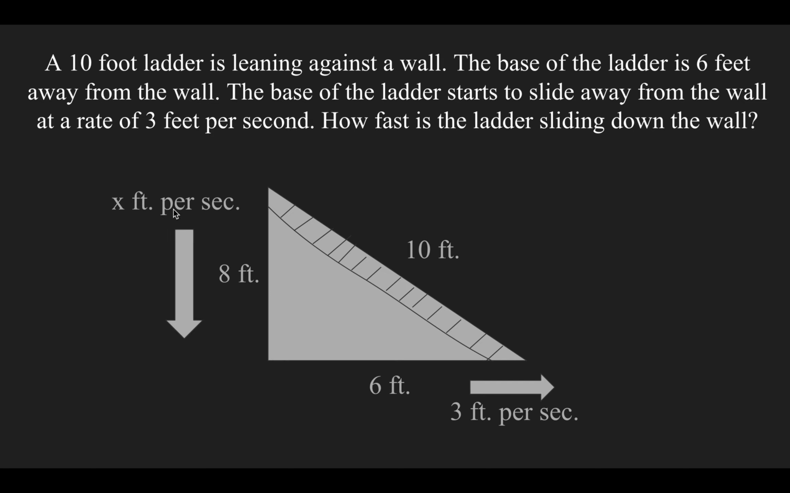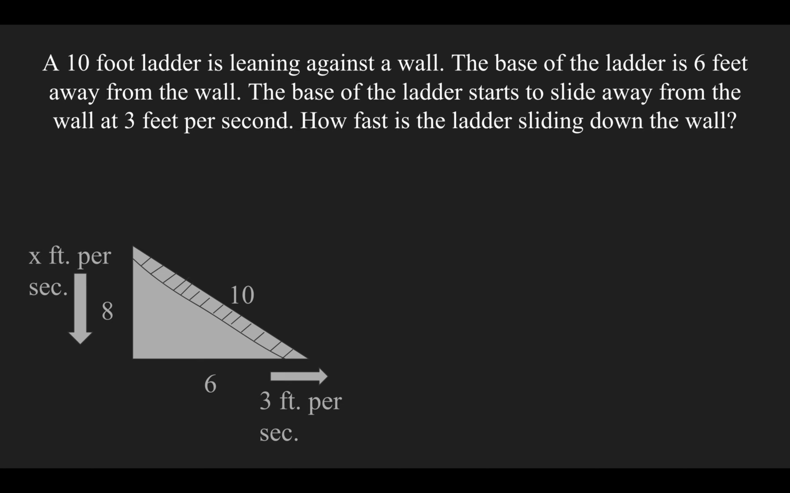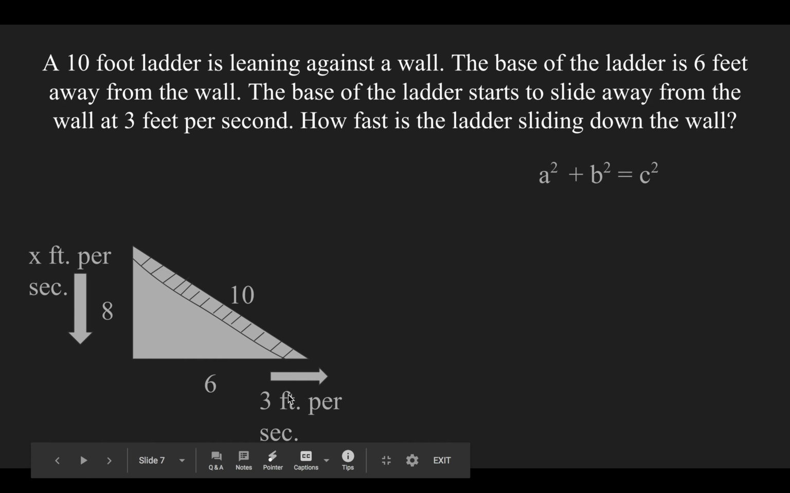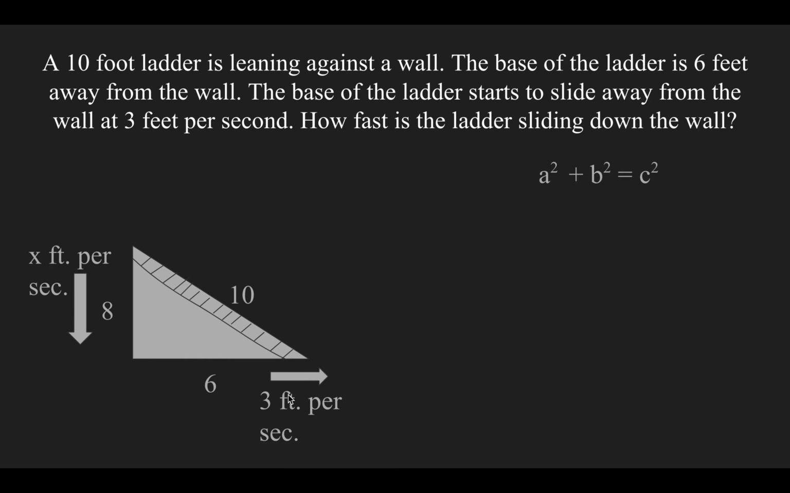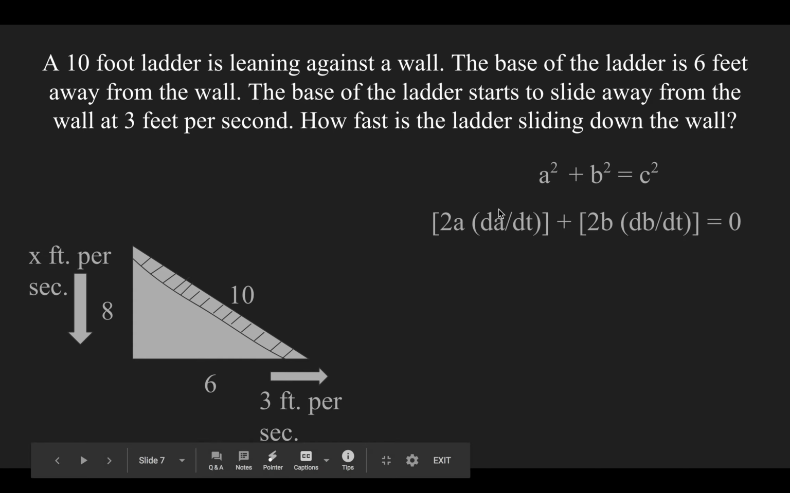Now it wants to know how fast this ladder is sliding down. It's curious about this number right here, and this is how we're going to get that. In order to do this, we get the Pythagorean theorem up, because a squared plus b squared equals c squared, because we're dealing with a right triangle. Now, in order to find rate of change, which is what we're doing here with the feet per second, you have to take the derivative of this equation. That is something you'll learn to do in calculus. And so this is what you're going to end up with. I know it looks scary, but it's really not.